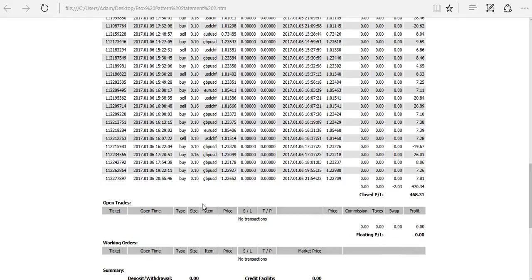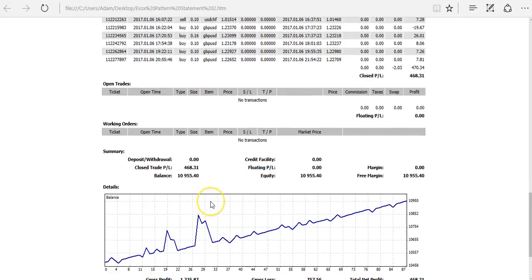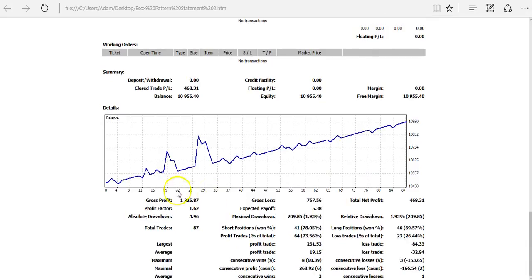So if we take a look down here, I'll just go through some of these other numbers. We've got a gross profit this week of $1,225.87, a gross loss of $757.56, which leaves us with our total net profit of $468.31, as we can see here as well.